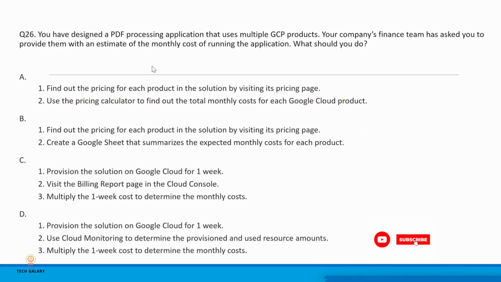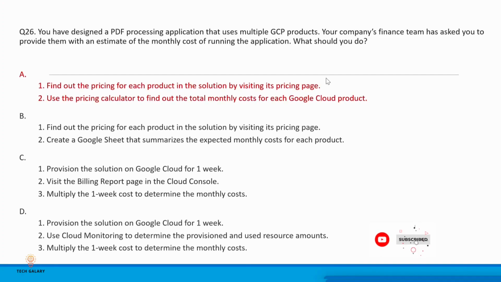Now let's move ahead with the question 26. You have designed a PDF processing application that uses multiple GCP products. Your company's finance team has asked you to provide them with an estimate of the monthly cost of running the application. What should you do? So these are the options available. And the correct answer is option A.